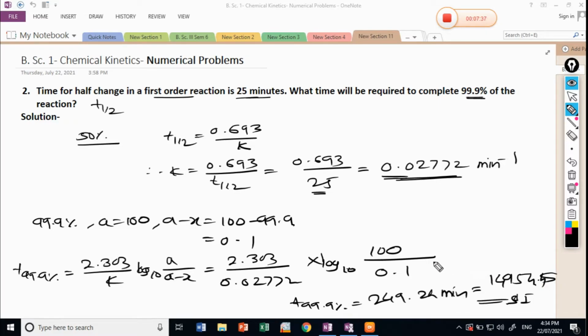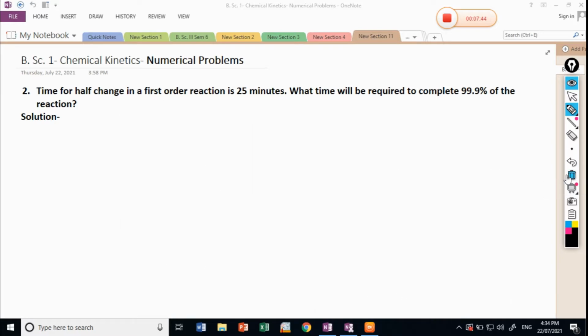Okay, so you can easily solve such type of problems. I hope you have understood this problem.